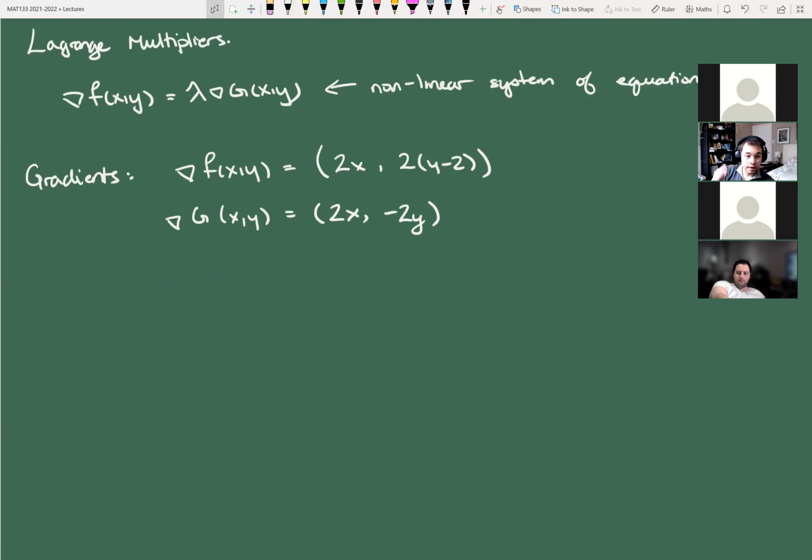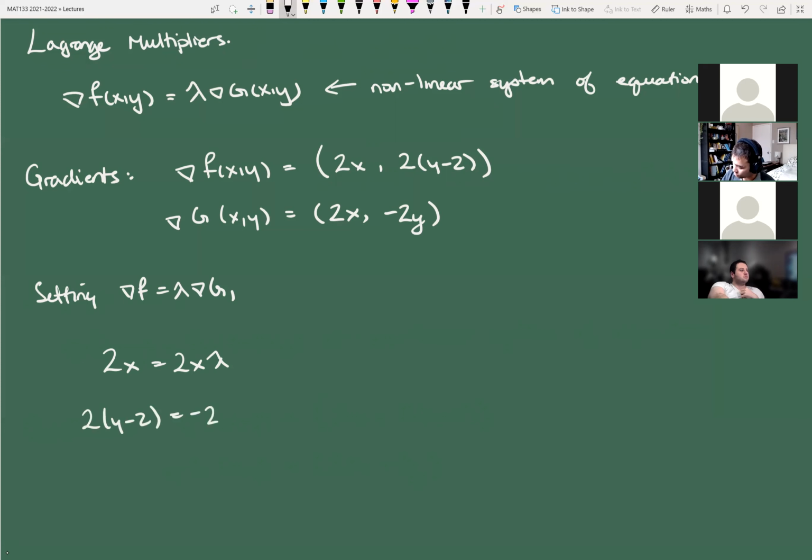Again, Lagrange multiplier says these two things are equal up to this thing called lambda, which is the Lagrange multiplier. When we say Lagrange multiplier, we're talking about lambda. In fact, that's why it has the letter lambda. Lambda is like the Greek L, right? So let's set these two things equal to each other. Setting the gradient of f equal to lambda times the gradient of g, we get 2x is 2x lambda, and 2 times y minus 2 is negative 2y lambda.